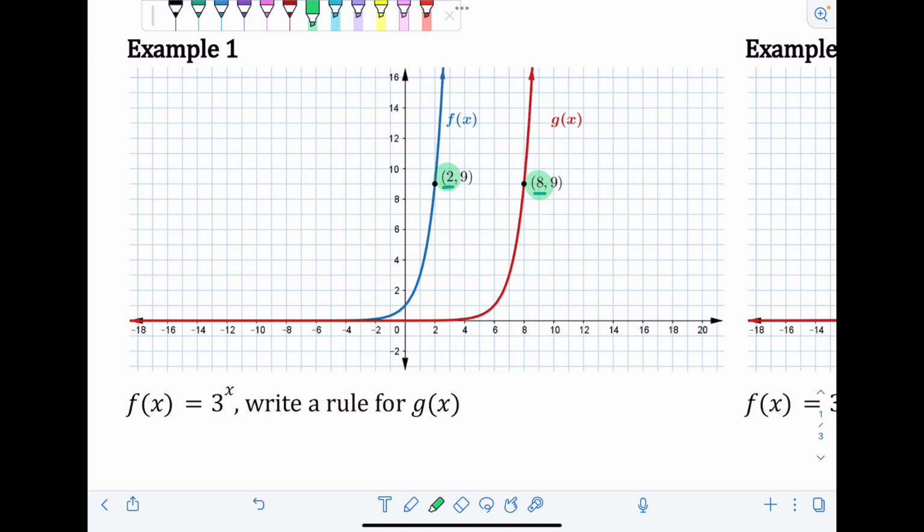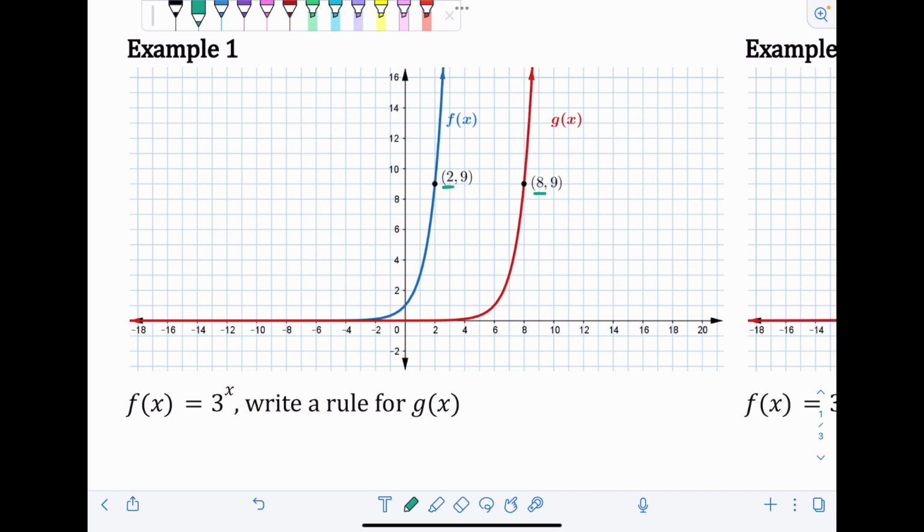And then to decide between whether it's a horizontal dilation or translation, we have to look at whether or not the shape of the graph is changing. So if the shape is not changing, if it's maintaining the same structure, that would be a translation where it's just sliding over. If the shape of the graph is changing, like if it's getting more steep or more flat or narrow, that would be a dilation because the shape is changing.